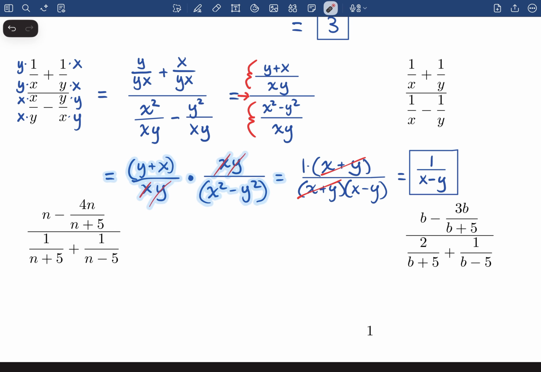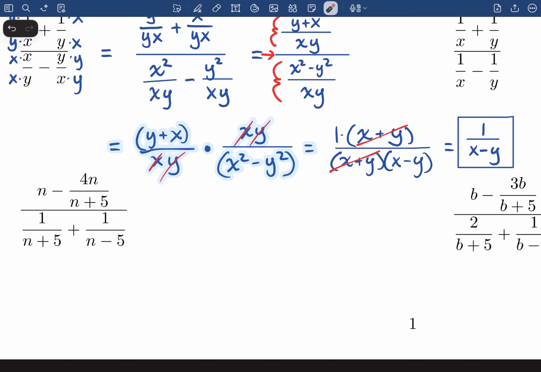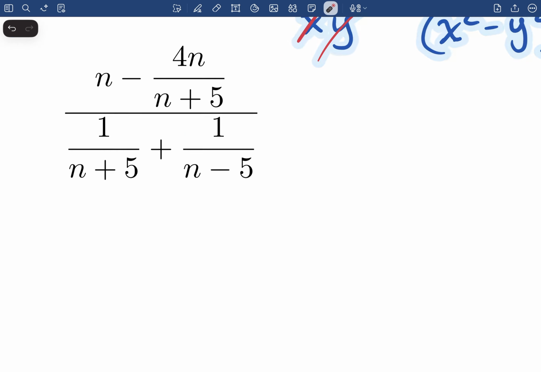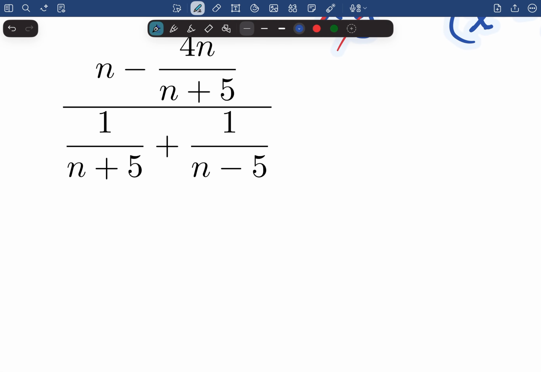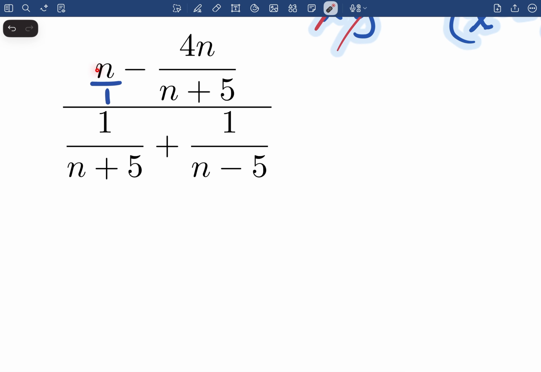Well, let's go ahead and now address maybe a more complicated situation. Okay, we're increasing complexity as we go. And so here's the next scenario. It's n minus 4n over n plus 5, all divided by 1 over n plus 5 plus 1 over n minus 5. And so my objective is going to be to create a common denominator for both the top and the bottom of this big fraction.